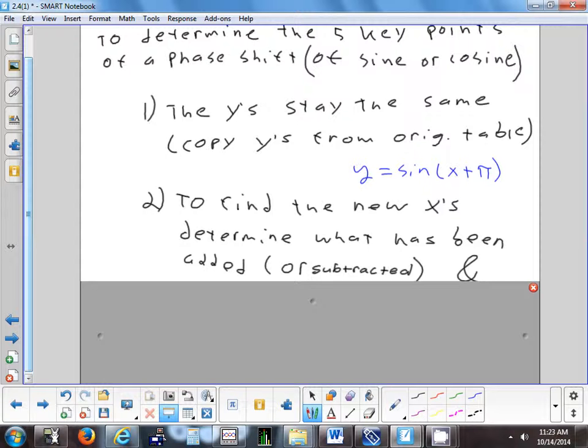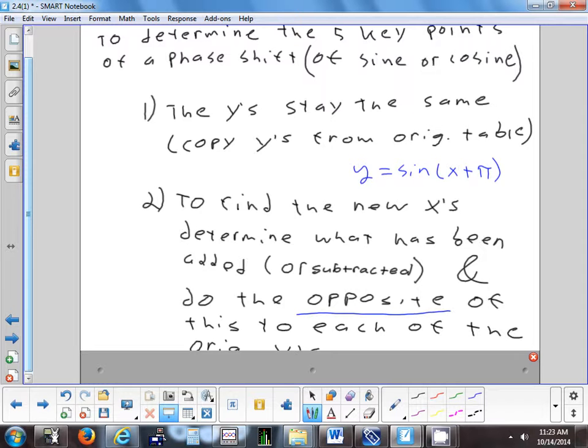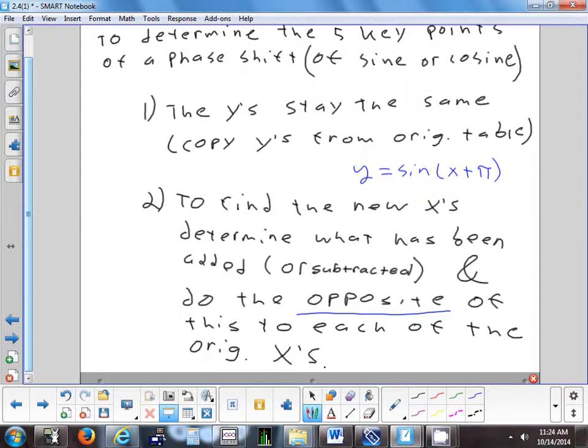So if I wanted to find where the x's would shift for this one, I'd look at what's been added or subtracted. In this case, I've added pi. And because phase shift does the opposite of what you would think, I would subtract pi from all the original x values. Okay, that's the part you have to remember. So you look at what's been added or subtracted, and then you do the opposite of that to each of the x values. Again, why do you do the opposite? That's what I showed you on the graphing calculator. That's just the way phase shift works. You've got to do the opposite.